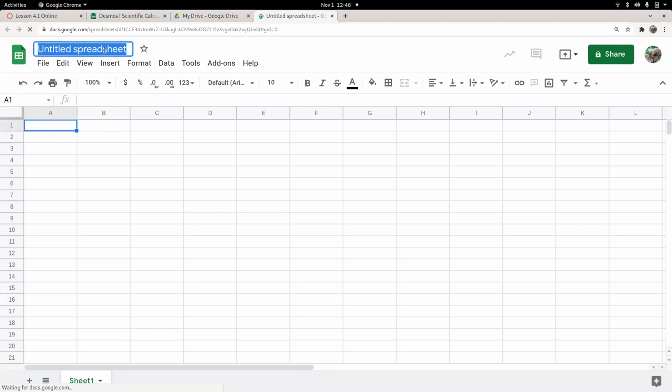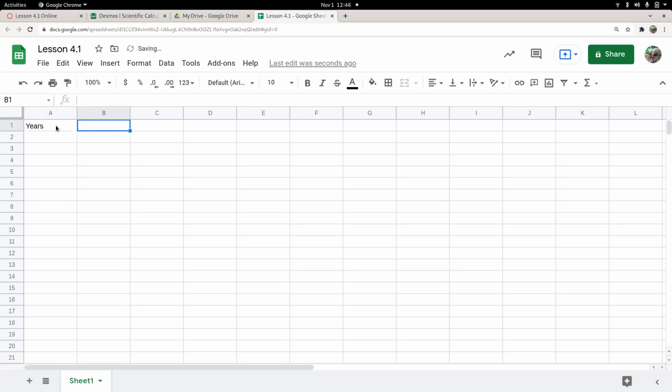Usually I like to name my sheets, lesson 4.1. And what I need to keep track of here are the years and the future amount. And years, we had 1, 2, 3, 4, 5, and then we were asked about 10, 20, and so on. And to do a calculation on the spreadsheet, the only difference than in a calculator really is you have the equal sign to start with.